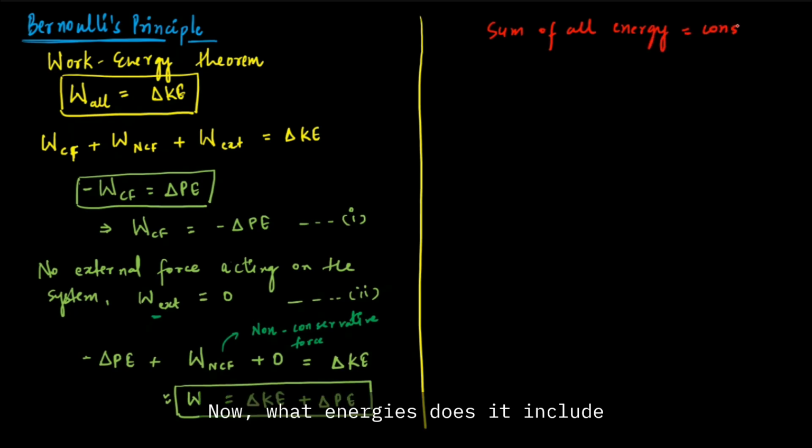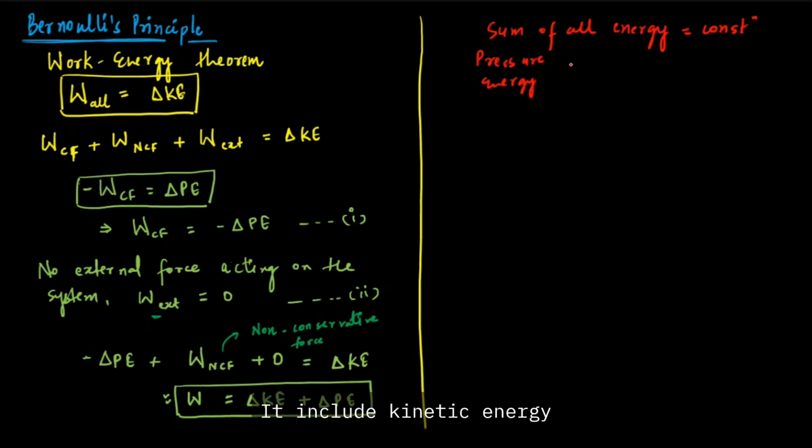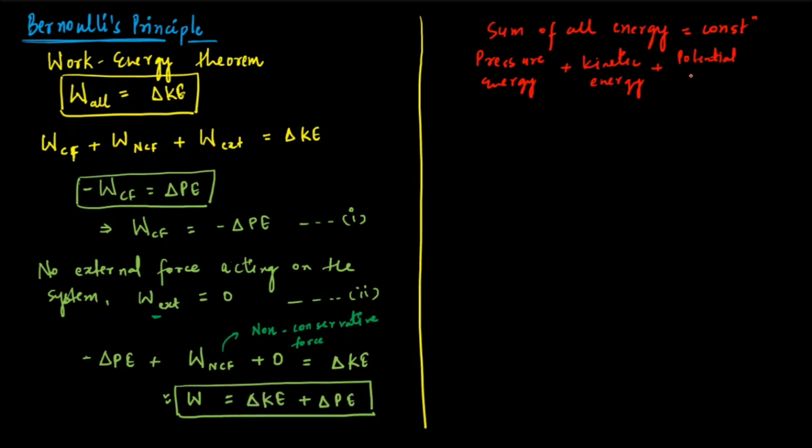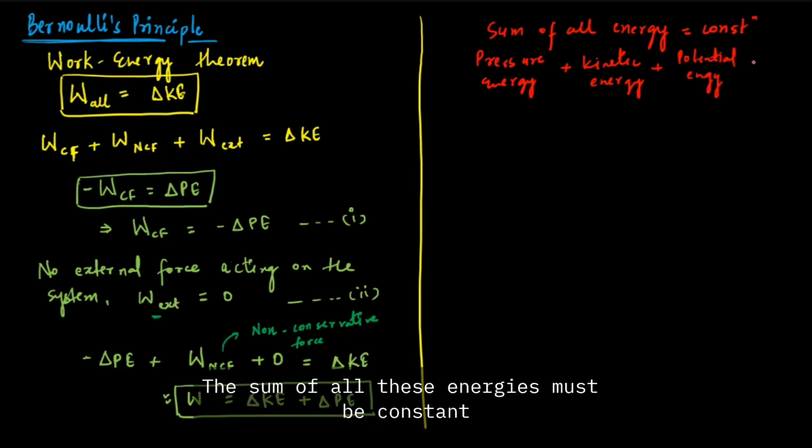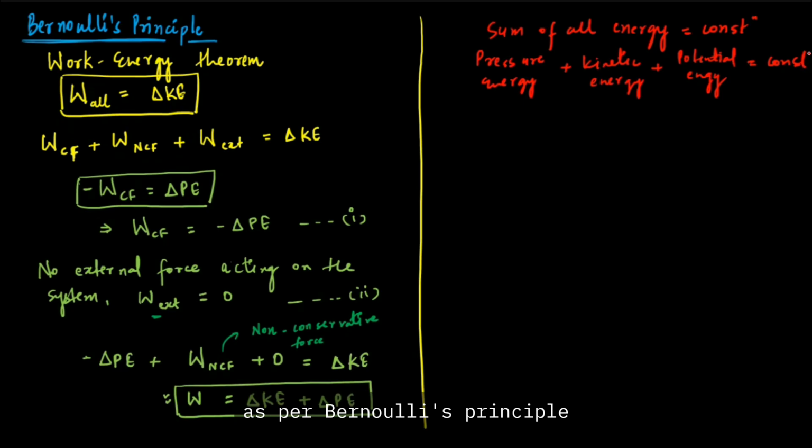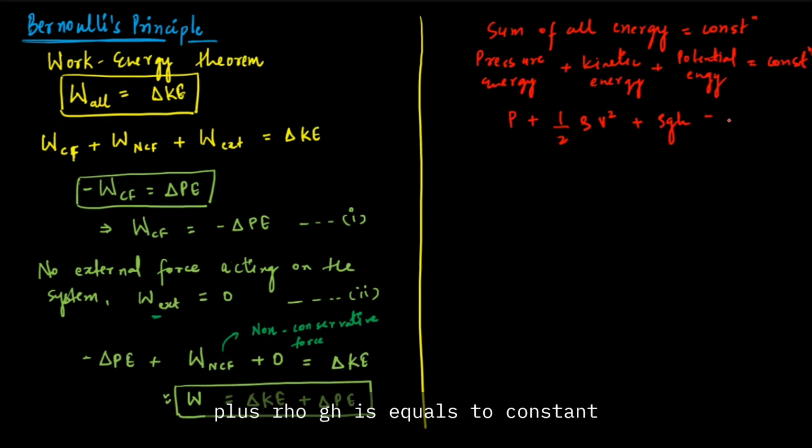Now what energies does it include? It includes pressure energy, kinetic energy, and potential energy. I'm talking about liquids only. So the sum of all these energies must be constant as per Bernoulli's principle. Now, what is the relation? The relation is P plus half rho V square plus rho g h is equal to constant.